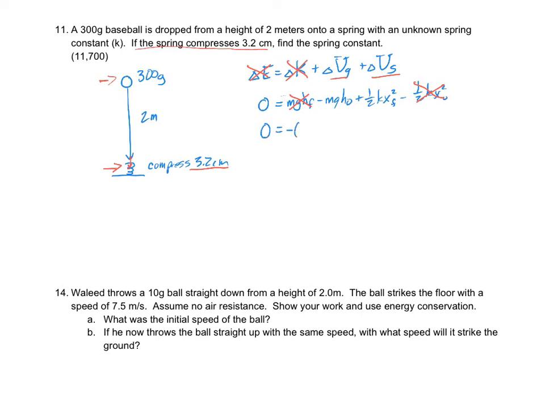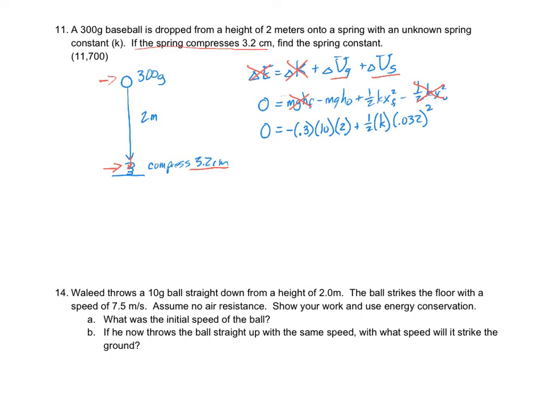Negative mass, which is 300 grams, that's 0.3 kilograms, times g, which I'll put in as 10, times the initial height, which was 2 meters high. And then we'll go plus 1/2 times k, that's what we're looking for, times x, which is the compression. So that's going to be 0.032 squared, because it's given to me in centimeters, and as we know, it should always be in meters. At this point, I've got an equation, and I should be able to solve for k.